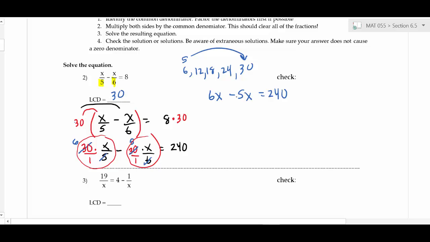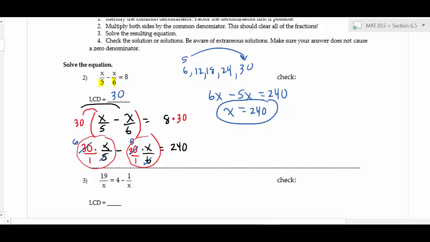Does that make sense? We already did that early in the semester, so this is not really anything brand new to you. And this equation is very simple. These are like terms. 6x minus 5x is just x. So you're already done. There's your answer: x equals 240. Okay, like that.